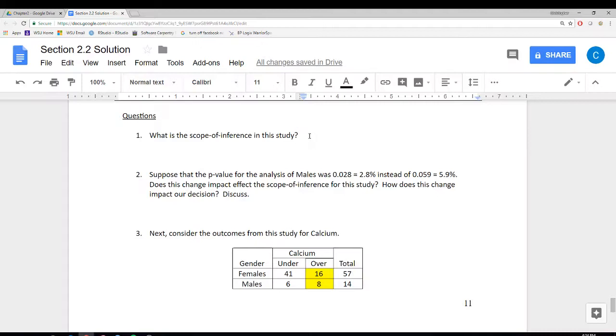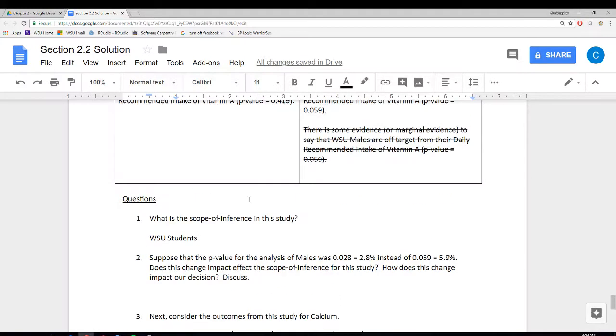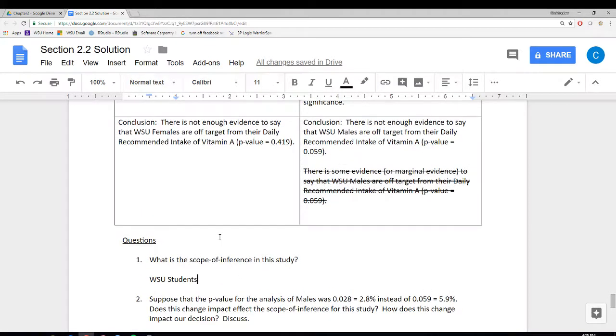What is the scope of inference in this study? Well, the scope of inference in this study would be WSU students. We actually conducted our analysis on males and females separately. So in the female analysis, the scope of inference would be WSU females, and on the male side of things, the scope of inference would be WSU males. But generally speaking, the scope of inference here is WSU students. Now, we shouldn't make conclusions about students at other schools unless we believe that the students at Winona State are like the students at the other schools. But strictly speaking, we don't have data from students from other schools, so we really shouldn't include these other schools in our scope of inference.